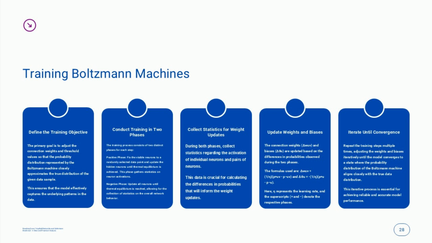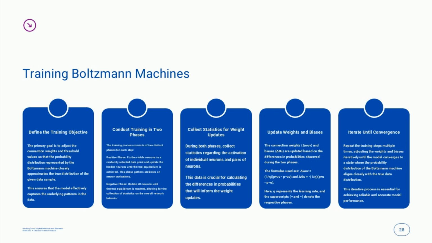Step 1. Define the training objective. Imagine you're opening a puzzle box and your goal is to recreate the picture on the cover. In the Boltzmann machine, our puzzle is the data, and the training objective is to adjust the machine's weights and biases to make its probability distribution match the true data distribution as closely as possible. This step is like setting the stage by determining the picture you're aiming for and the rules for fitting the pieces together. It ensures that the model accurately captures the patterns in the data.